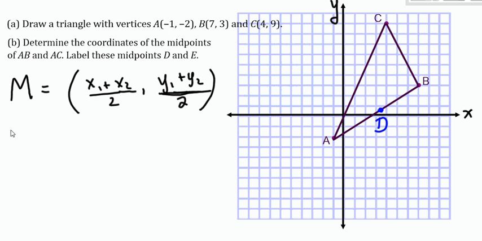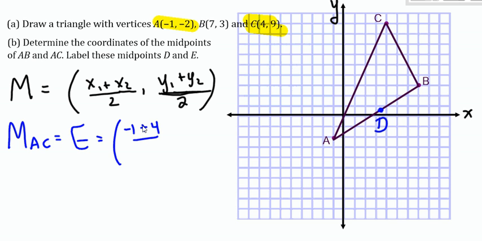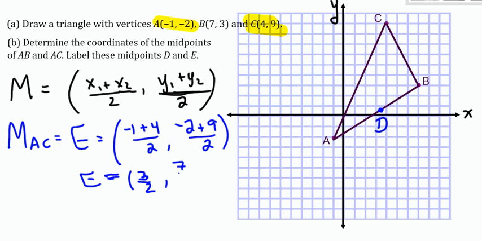Okay, so let's find point E. Point E is the midpoint of AC. And again, let me highlight the coordinates that I want to use because I don't want to mess this up. There we go. Those are the coordinates I'm about to use. I need x1 plus x2 divided by 2, and y1 plus y2 divided by 2. When I do the math on this, negative 1 plus 4 is 3, so 3 over 2, and then negative 2 plus 7 is 5, so 5 over 2.